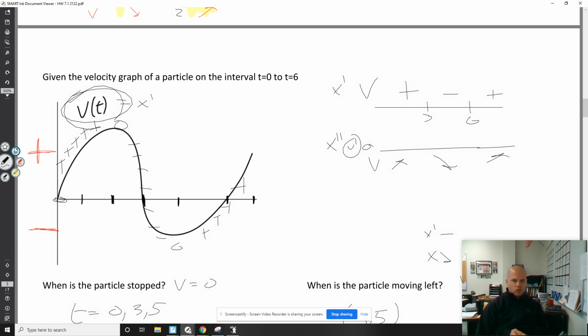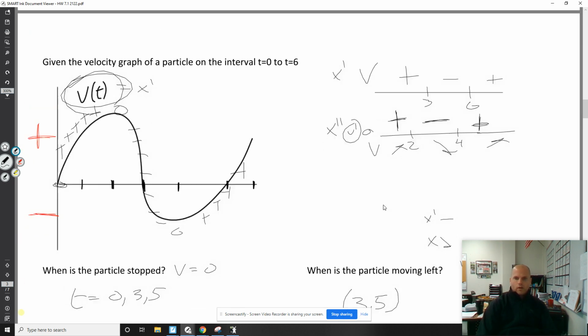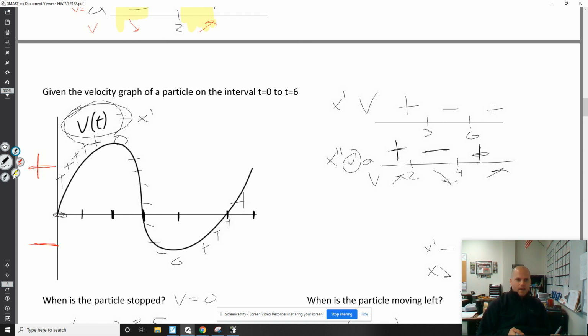However you want to do it, you should get that a's signs are positive until 2. They are negative until 4. They're positive after that. If you can do this, you can answer all the questions in a row, especially the speed. When are the signs of v and a opposites? V being the graph you see, a being the slopes. 2 to 3, 4 to 6. Why did I do 6? That should be a 5.